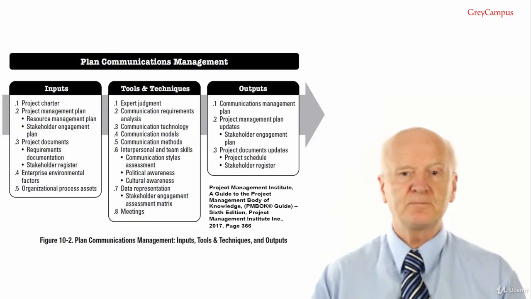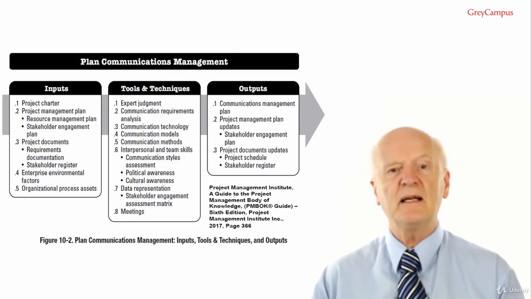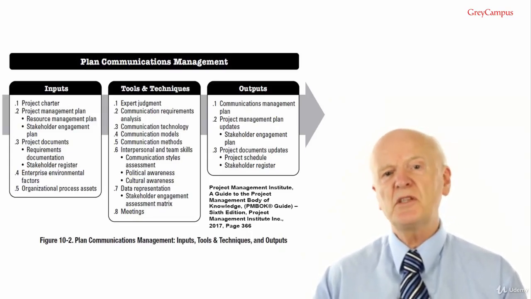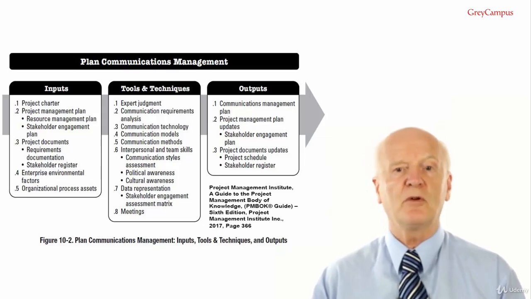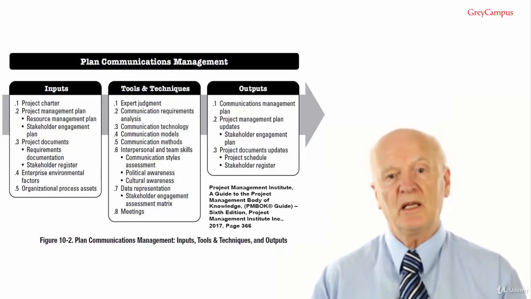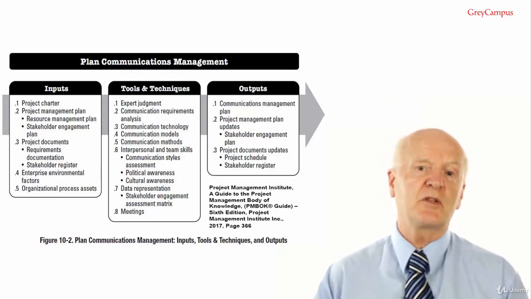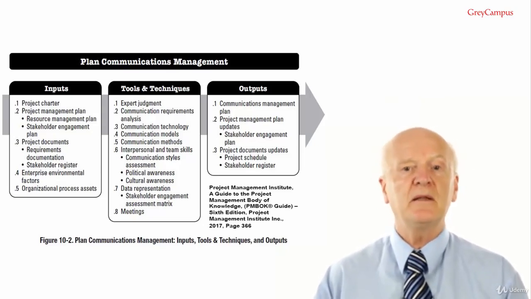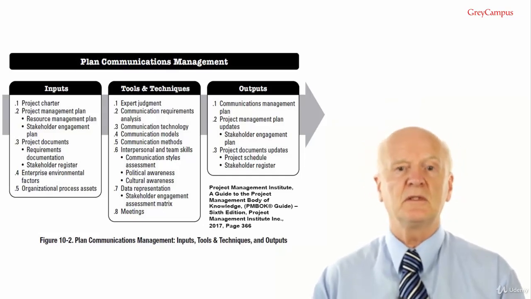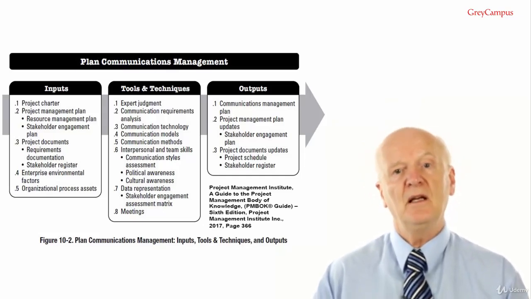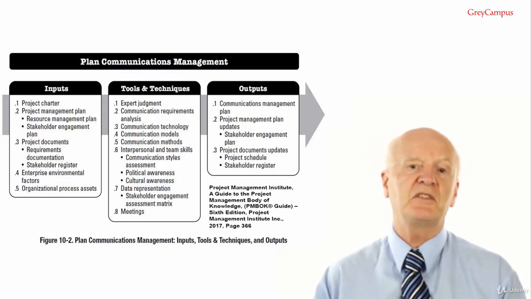Manage communication inputs. Number 1, project management plan. And components we want to look at are the resource management plan, which describes the communications that are needed for management of team or physical resources. Communications management plan, which describes how project communications will be planned, structured, monitored and controlled. Stakeholder engagement plan, for how stakeholders will be engaged through appropriate communication strategies.